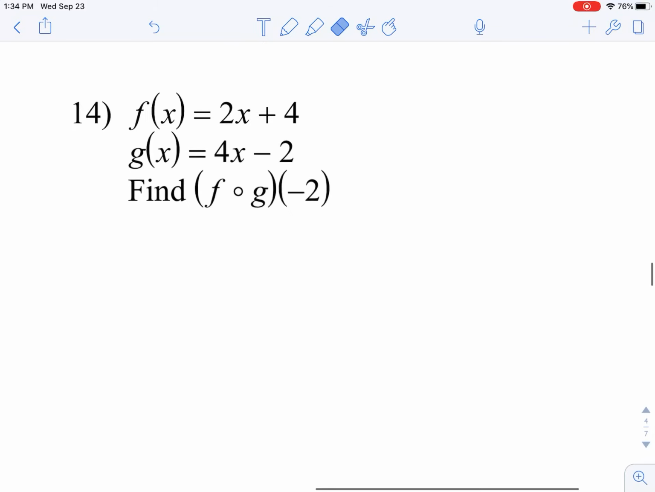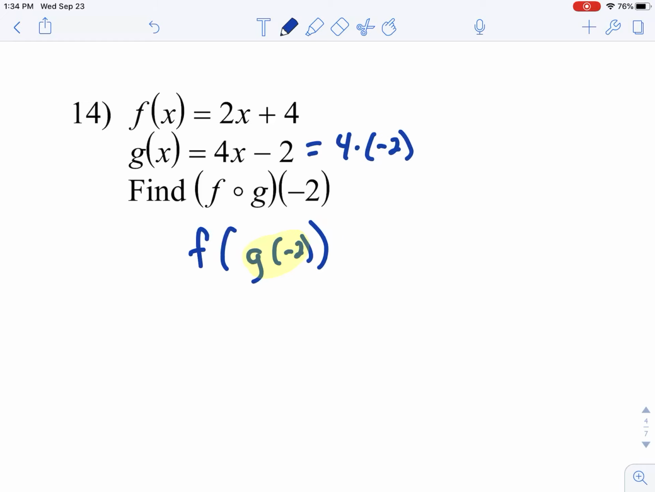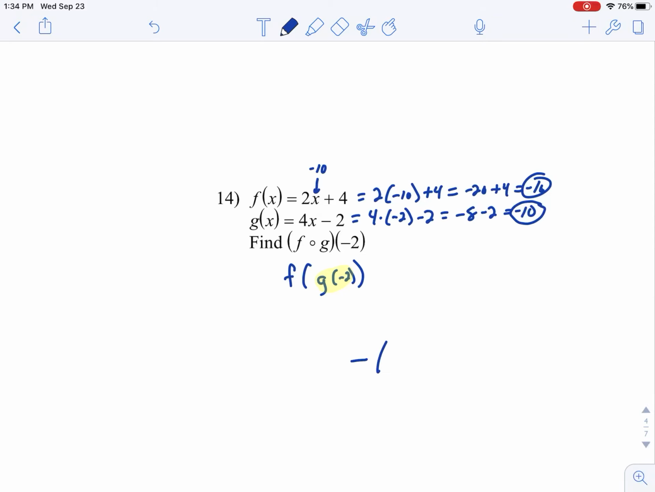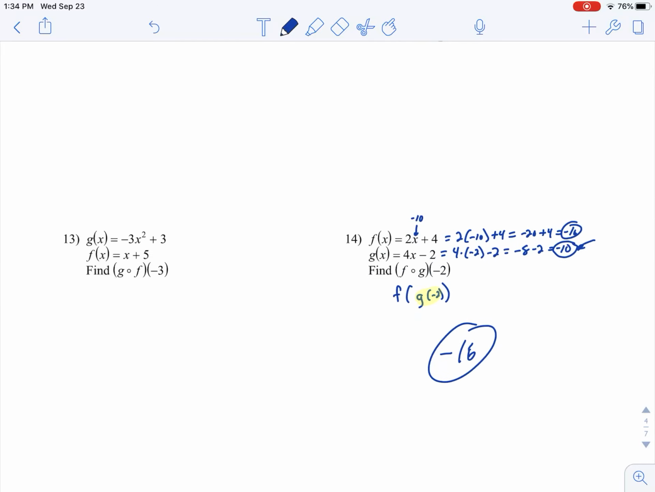Let's look at number 14 that way, what I'm calling the easy way. So we're going to plug negative 2, well here, let me rewrite it this way, f of g of negative 2. I'm just going to do the g part. 4 times negative 2 minus 2. That would be negative 8 minus 2, which is negative 10. Now take that negative 10 and plug it in here. 2 times negative 10 plus 4. That's negative 20 plus 4, which is negative 16. Number 14, the final answer should be negative 16. Not negative 10, that was like an intermediate answer. The final answer is negative 16.